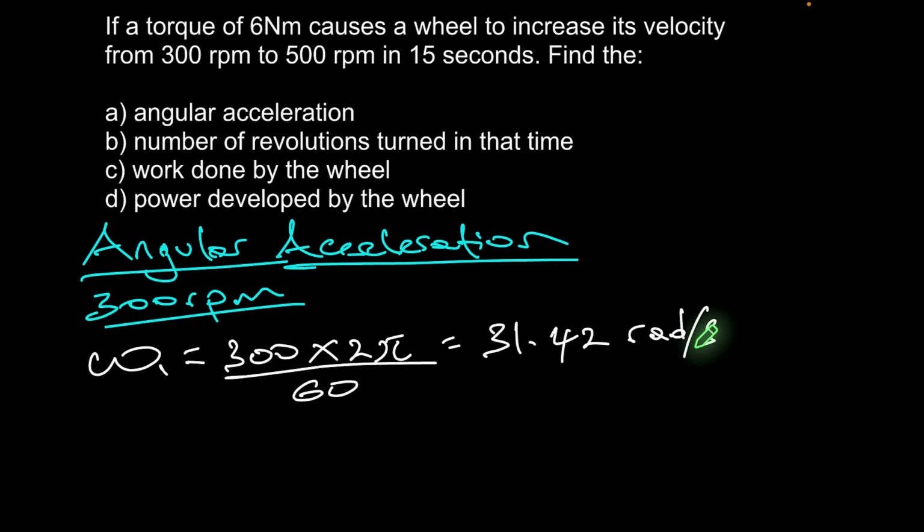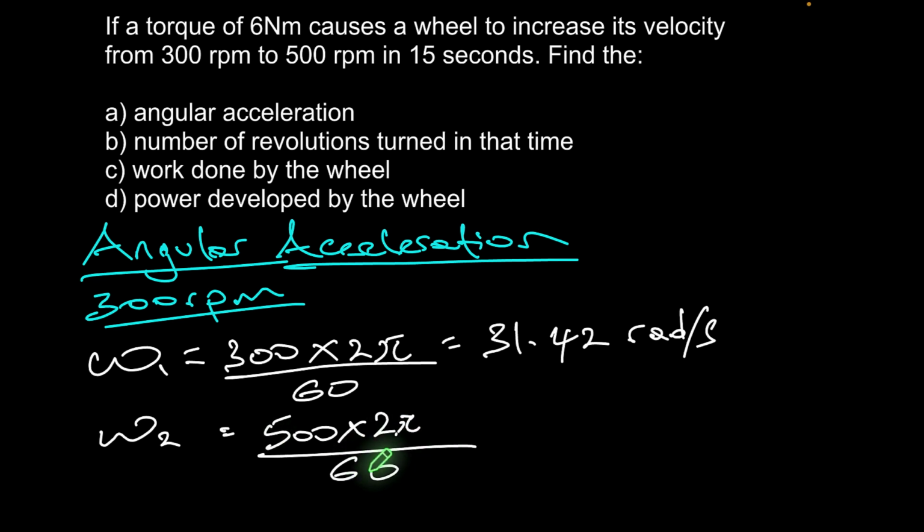And we're going to do the same thing to omega 2 now, which is our 500 RPM. So that's the final angular speed here. So 500 times 2 pi divided by 60. And that gives us 52.36 radians per second.